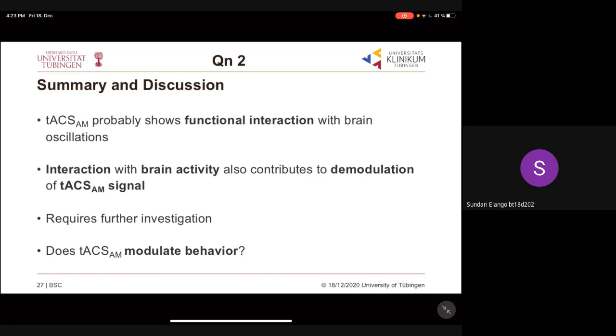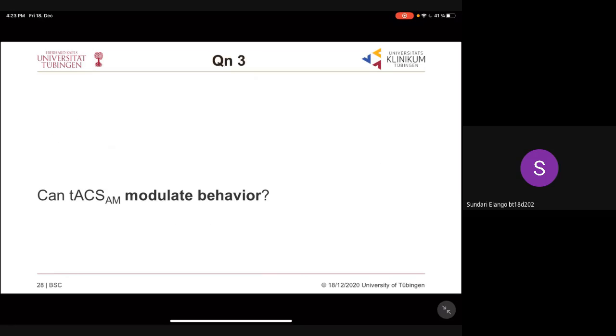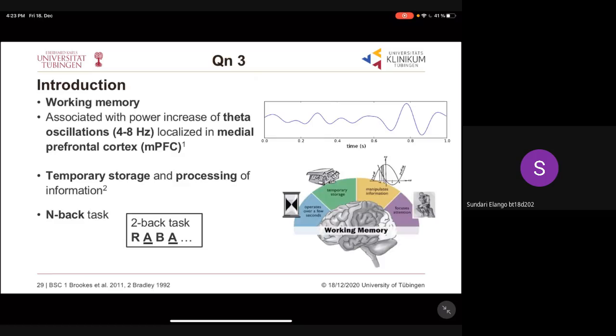So based on these two studies, we could show that there is actually some form of functional interaction between the amplitude modulated stimulation signal and the ongoing brain activity. But then the next question is, is it really modulating behavior? So it's more of a cognitive task. To address this question, we used working memory as our construct of study.